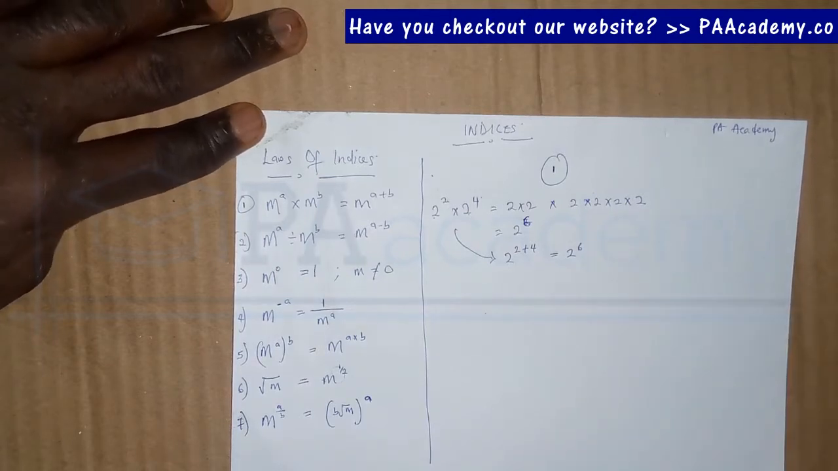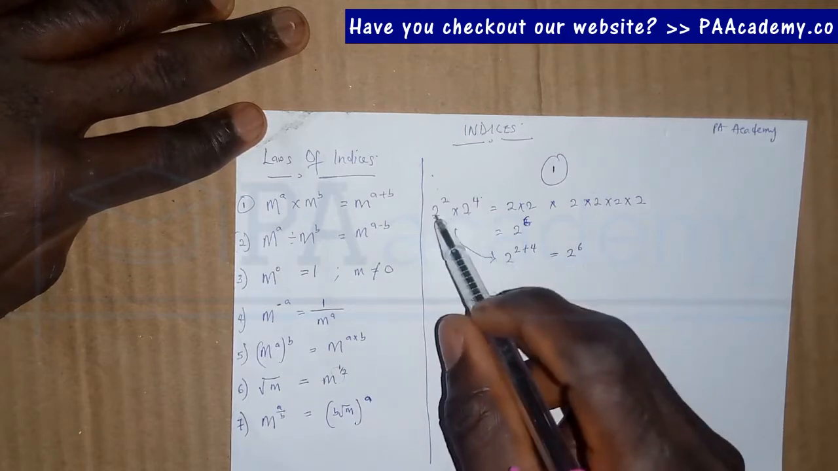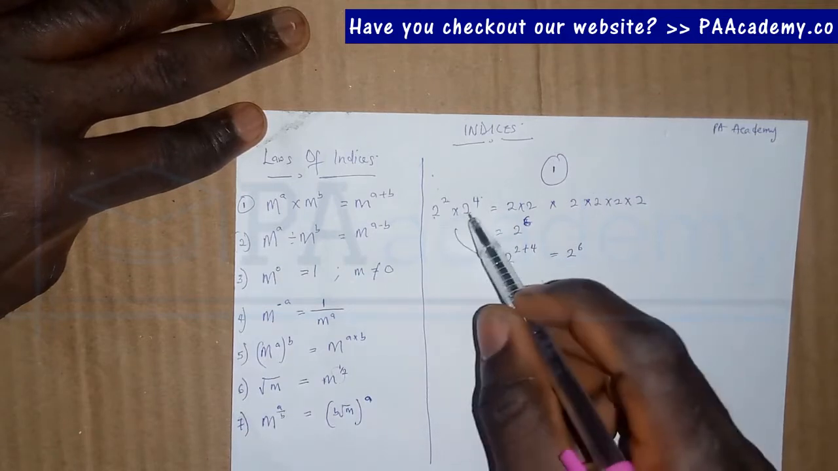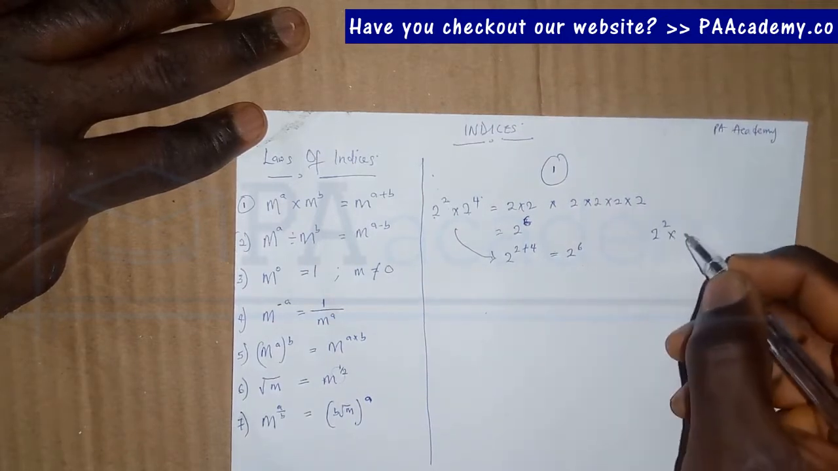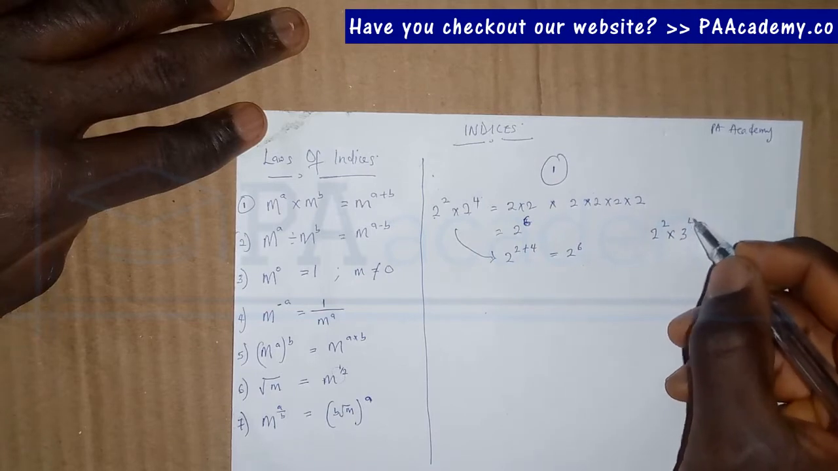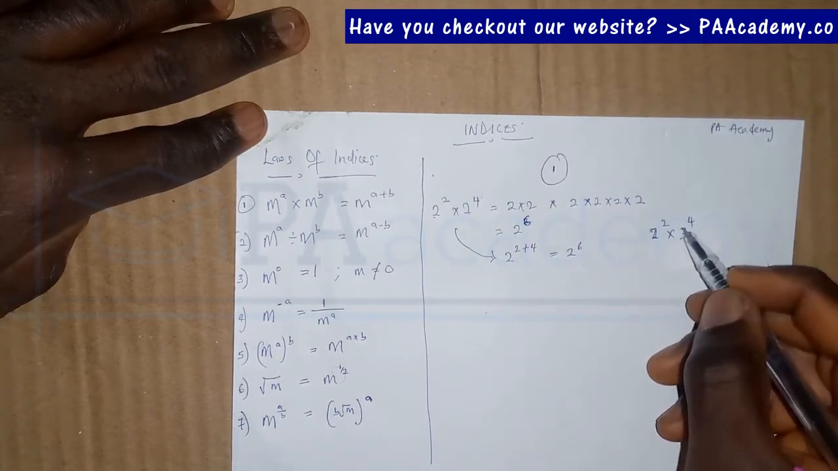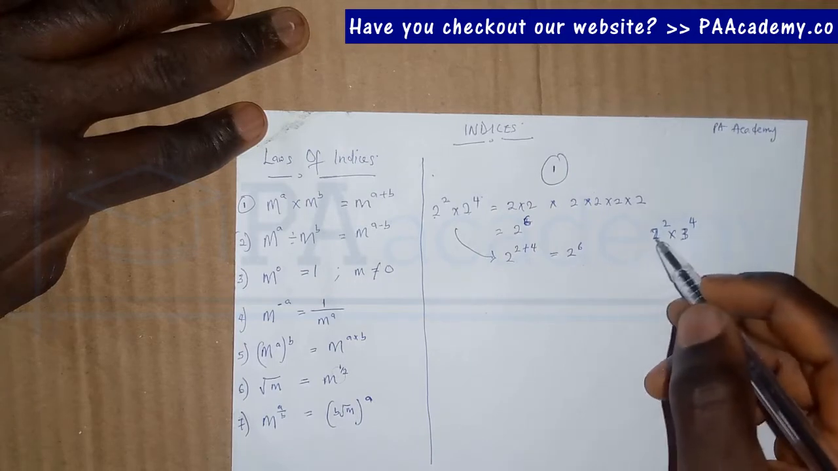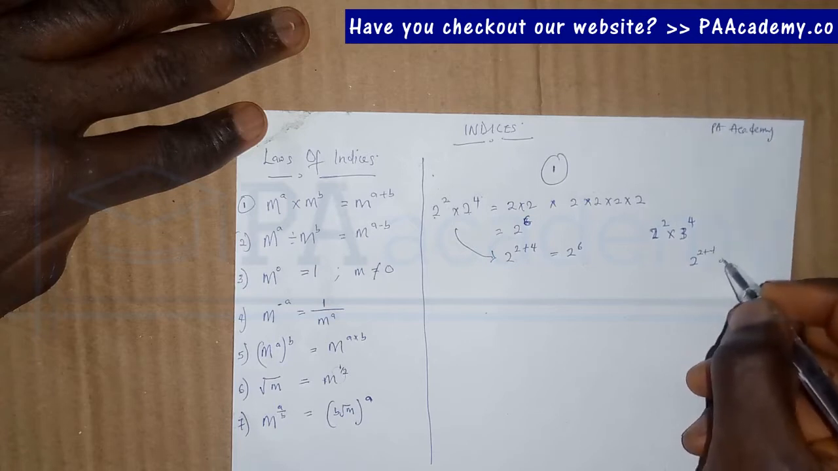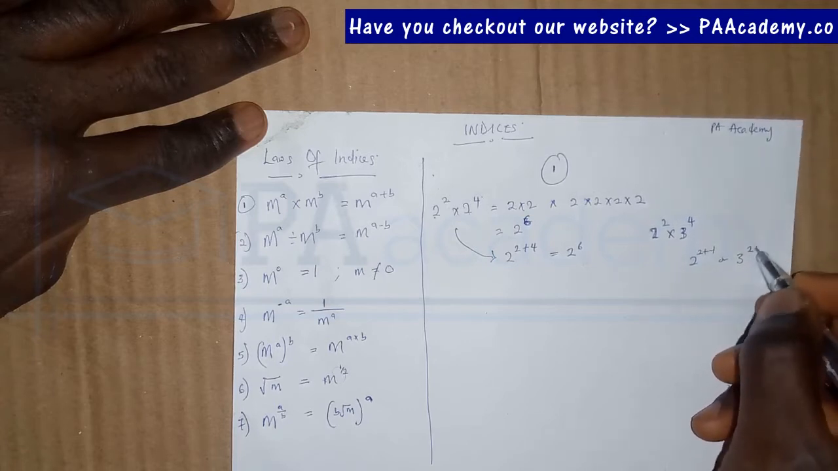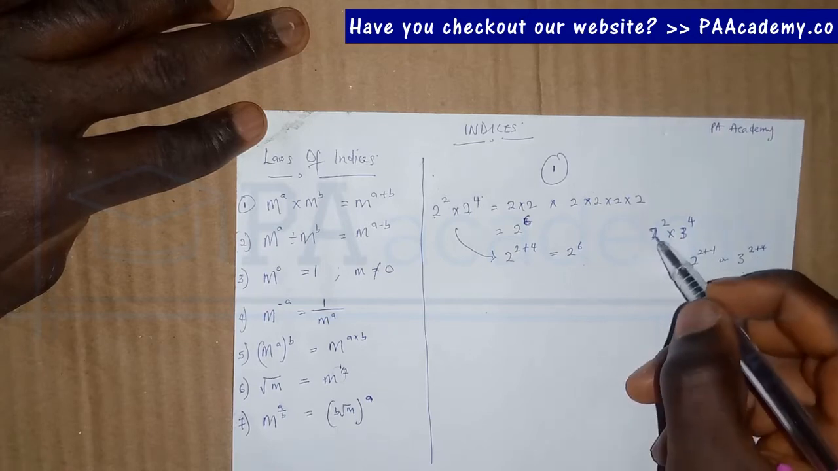Let me also mention here that it will only work when they are the same numbers. So let's say we are having 2 raised to power 2 times 3 raised to power 4. This will not apply because this is 2 here, this is 3 here. So we cannot just say 2 raised to power 2 plus 4, or 3 raised to power 2 plus 4. No, we can't use this. It is only when they are the same.